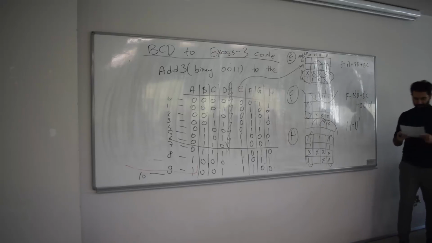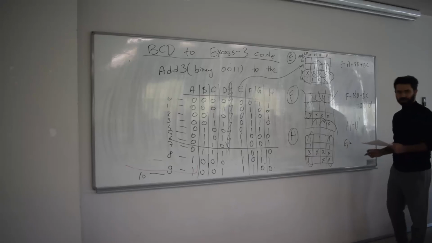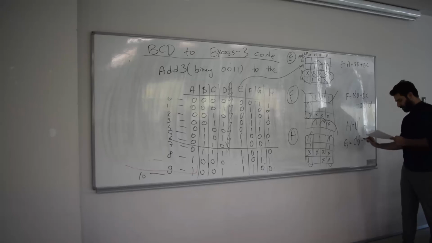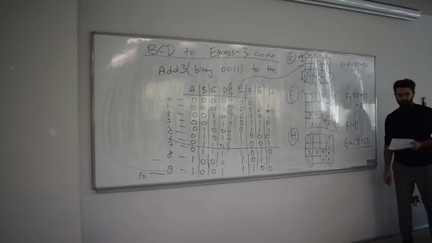And finally, you got G, which I'm not going to draw, okay? It's like a homework to you. C prime D prime plus CD. Okay, that would be G.